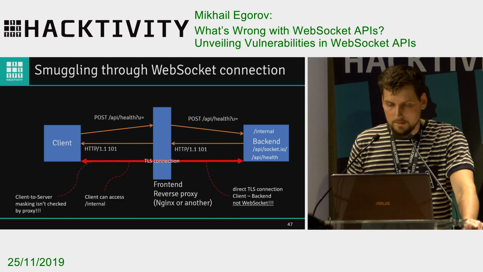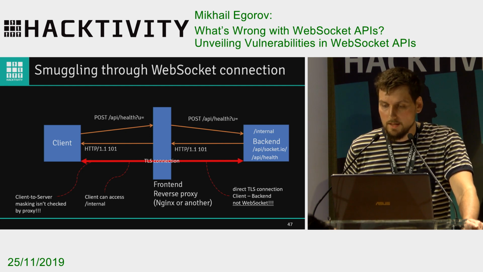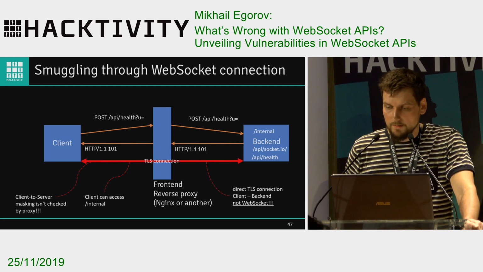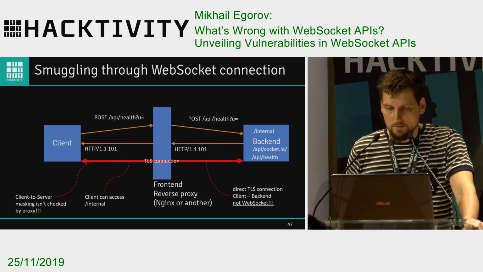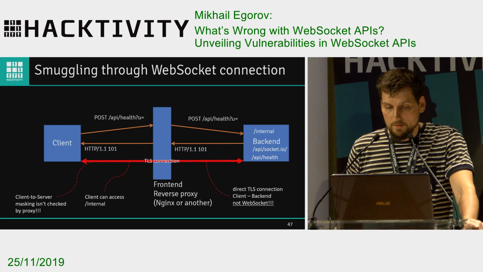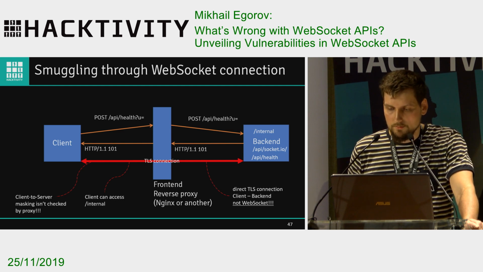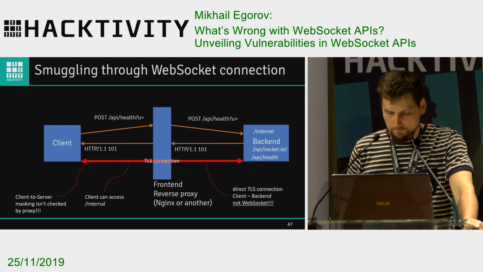So in reality we have an open TLS connection between the client and the backend. Nginx thinks it's a WebSocket connection. It does not check anything or alter data. It just passes data between the client and the server. And now the client can access the private REST API by sending a GET request to /internal.